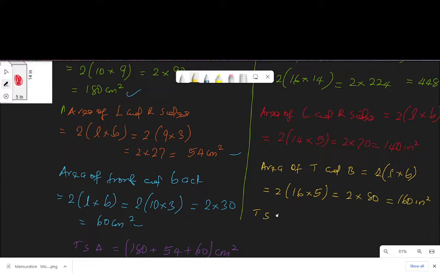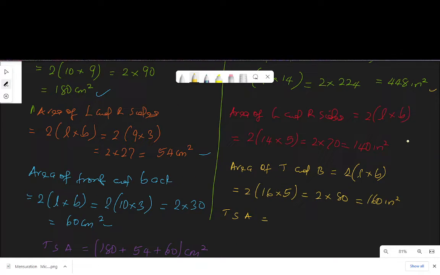So total surface area of the cuboid will be, where is the first one? 448. This plus this plus this. So 448 plus, the second one is 140, and the last one is 160. All of them are inches square. Okay, adding them up, 448 plus 140 plus 160, that is 748 inches square as the surface area of the cuboid.